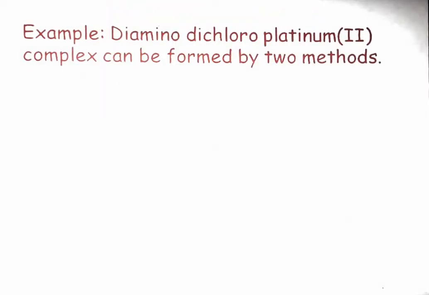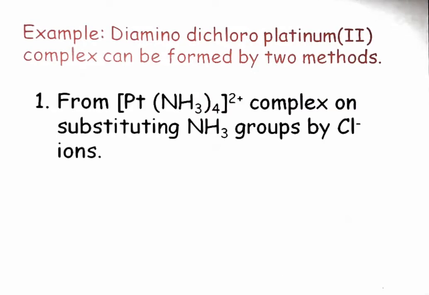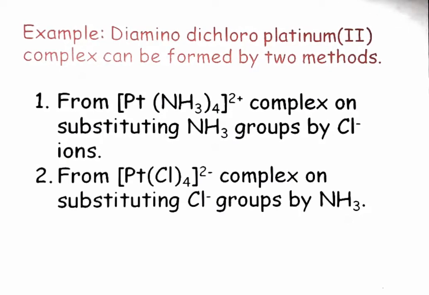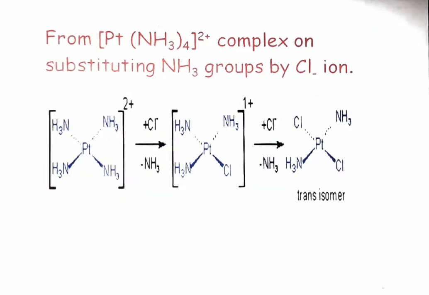We will discuss an important question: explain the formation of diamminedichloroplatinum complex by using the trans effect. There are two methods by which we can prepare this complex. First is from the tetraammineplatinum complex by substituting ammonia groups by chloride ions, and second is from the tetrachloroplatinate complex by substituting chloride groups by ammonia. We will begin with the first method. You can see this is a square planar complex of platinum. All four ligands are the same, so their trans effect will also be the same.